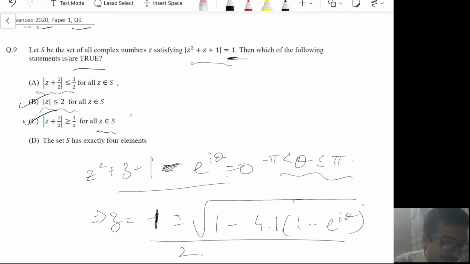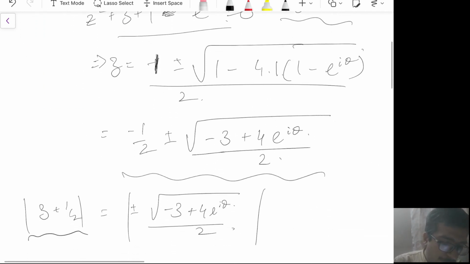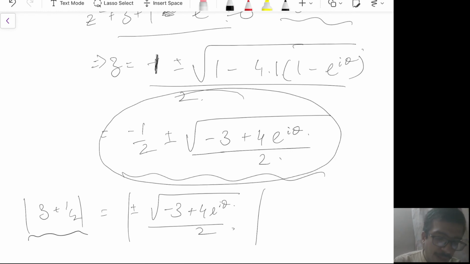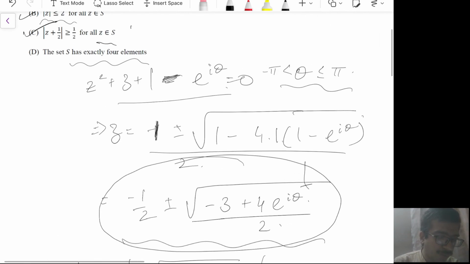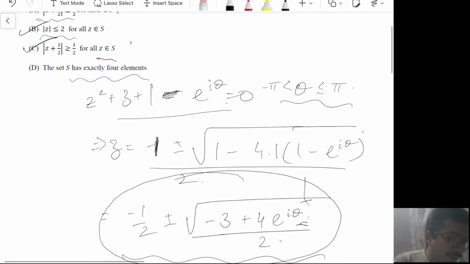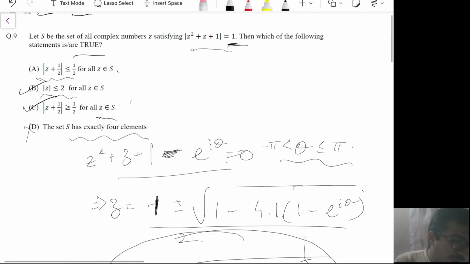Now it says that the set S has exactly 4 elements, right? But as we see, we have computed an expression for this z, and for every theta I'm going to get a new value. So definitely it has an infinite number of elements. This set S, which satisfies this equation, has infinite elements, right? For every theta I'm going to get a new element. So it definitely has more than 4 elements. So this D is wrong and this A is also wrong. So here we have B and C. This is a multi-correct question. We have 2 correct answers, B and C.